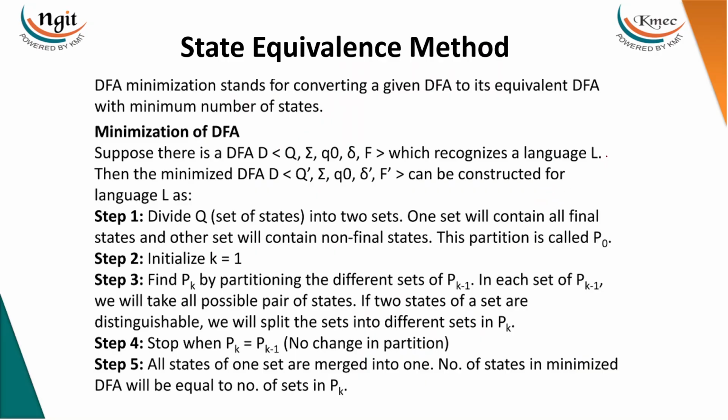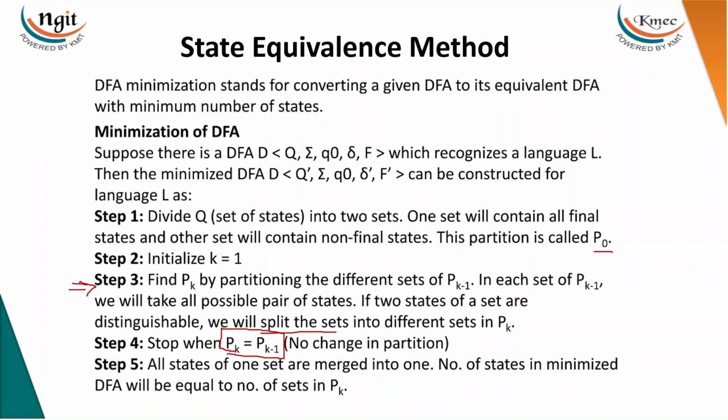First and foremost, we have to divide the states into two groups, final and non-final, and call it P0. If any two states in the same group have different behavior, then split them. And there is no concept of merging, guys, only splitting. You have to repeat this splitting process until the current partition is equivalent to the previous partition, or until every partition has only one state. Until these two conditions are met, you have to repeat step 3.